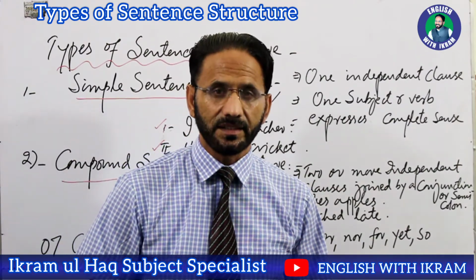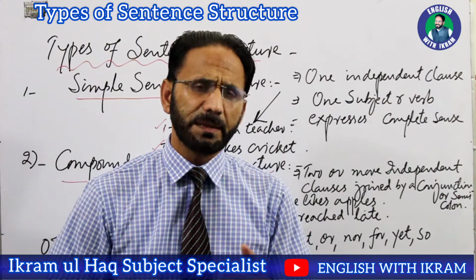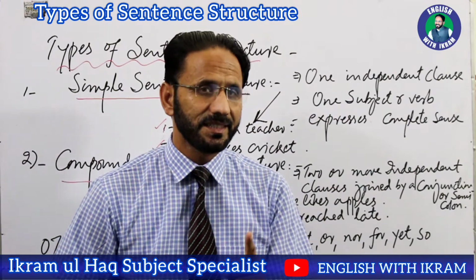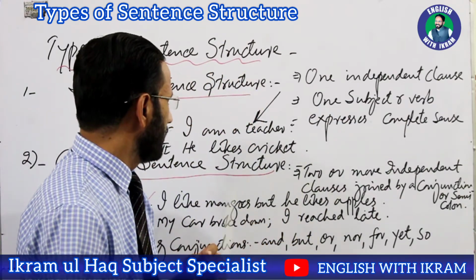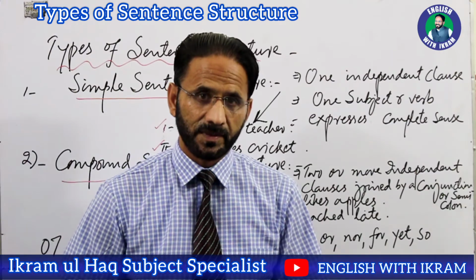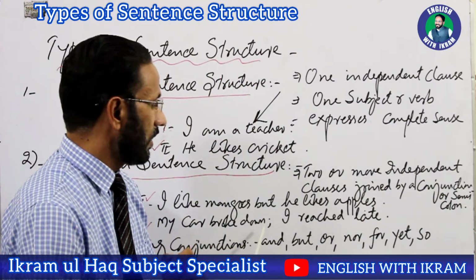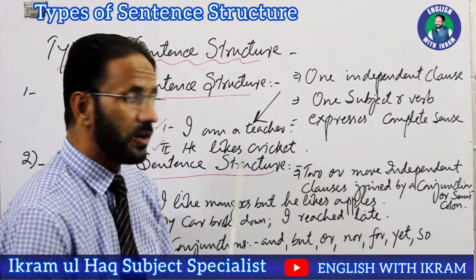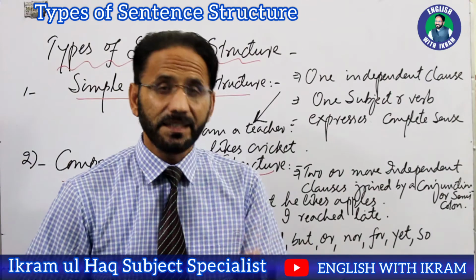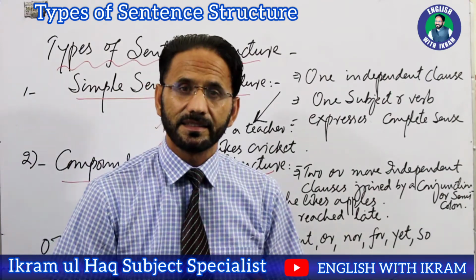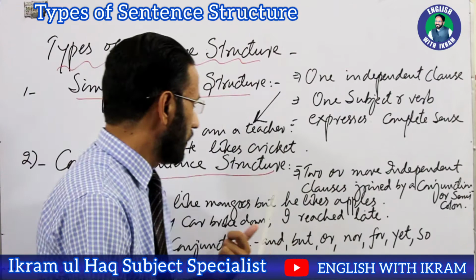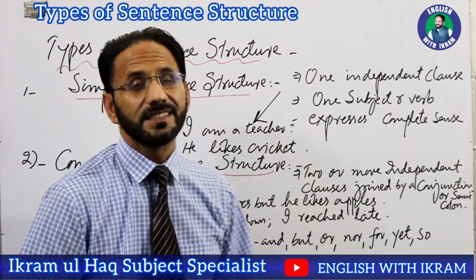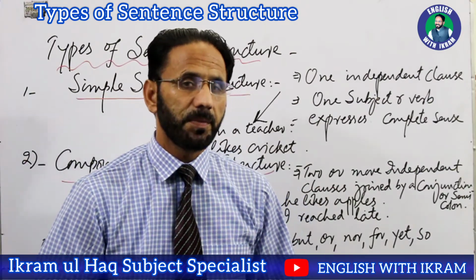Compound sentence structure consists of 2 independent, or sometimes more than 2 independent clauses, and these clauses are joined by a conjunction. Then another example: my car broke down; I reached late. My car broke down is an independent clause. I reached late is another independent clause having one subject and a verb, and these 2 clauses are joined by a semicolon.